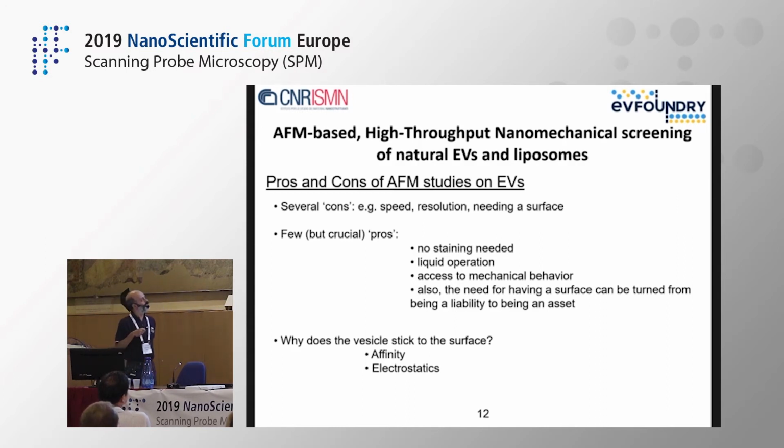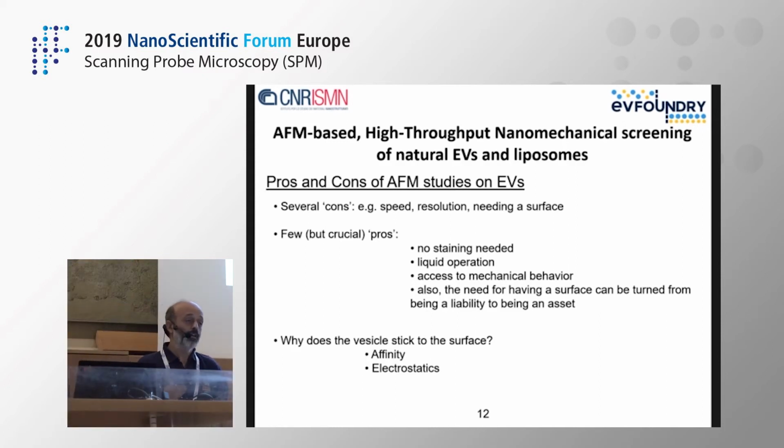And first of all, you need a surface. The pros is that you don't need staining, you operate always in liquids, you access mechanical behavior, and this requirement of a surface might become an opportunity. Because what could be thought to be an artifact can be used to study the interaction between the vesicle and the surface, because the vesicle is adhering to the surface via different interactions, such as electrostatic or affinity.